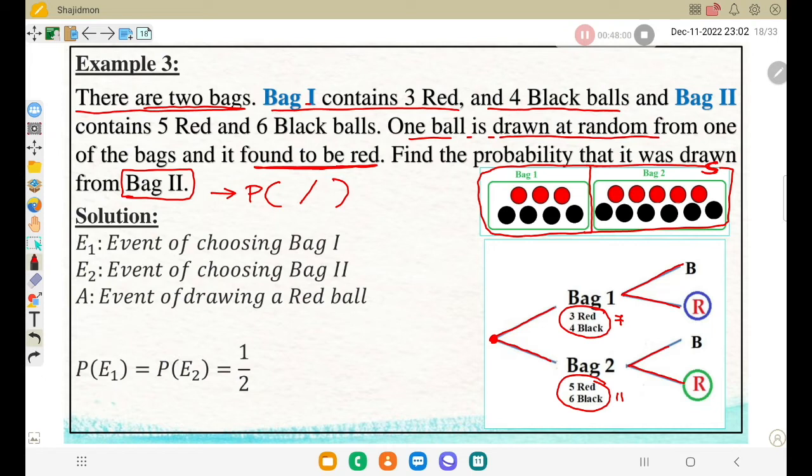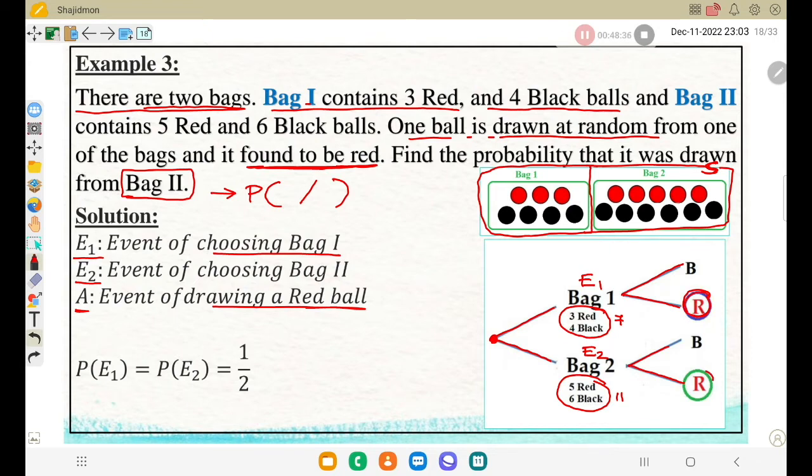Now for example, the event of choosing bag number 1 I am taking as E1. And the event of choosing bag number 2 is E2. Here the ball drawn is a red color, correct? So A means the event of drawing a red ball, because one ball we take at random, and that ball is found to be red color. So that is why I have highlighted red color here.